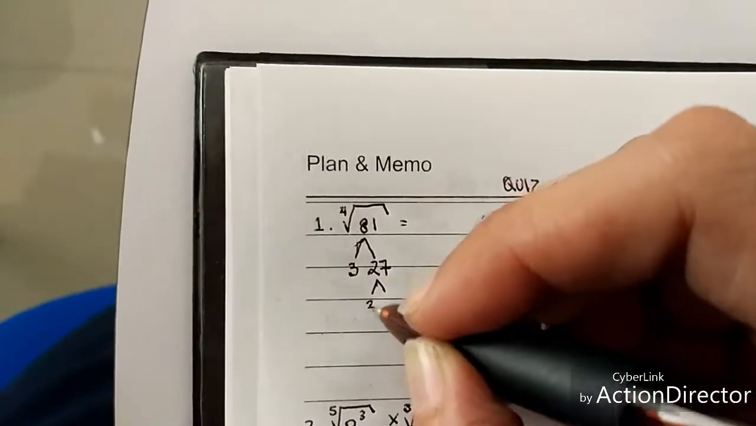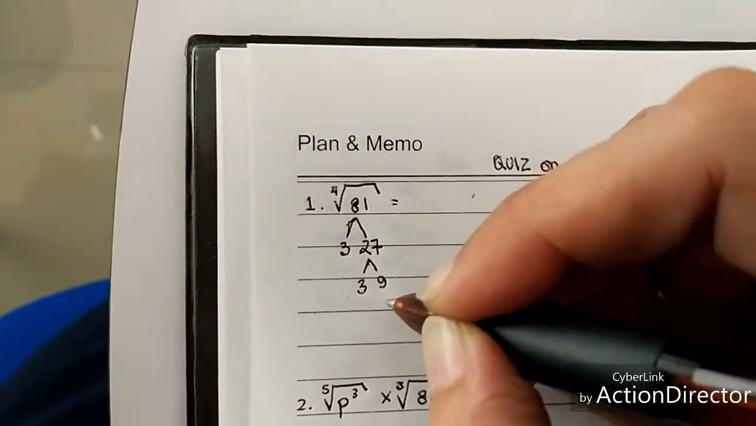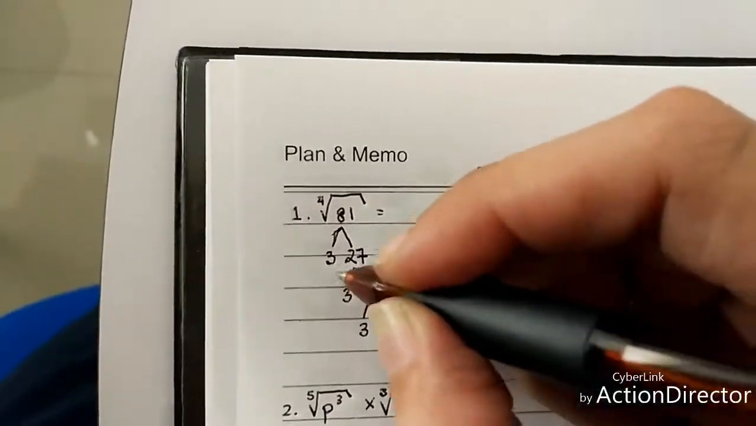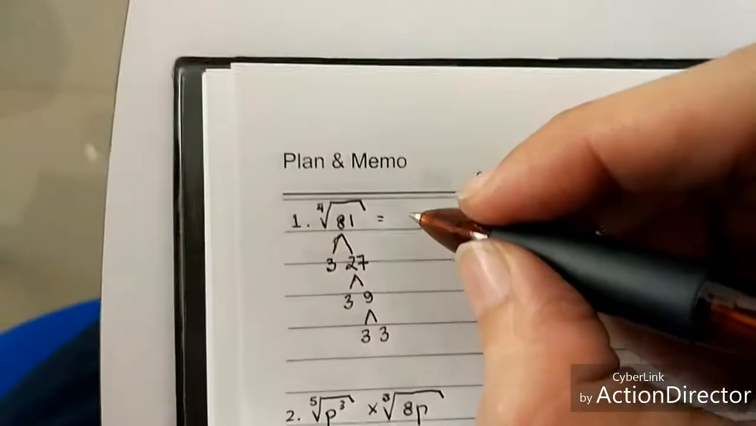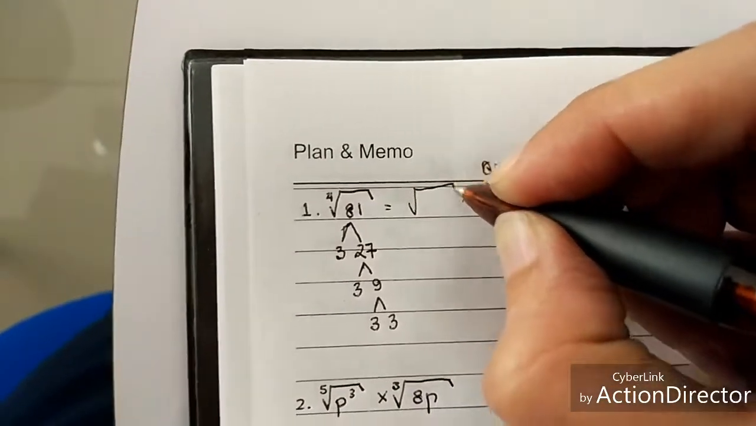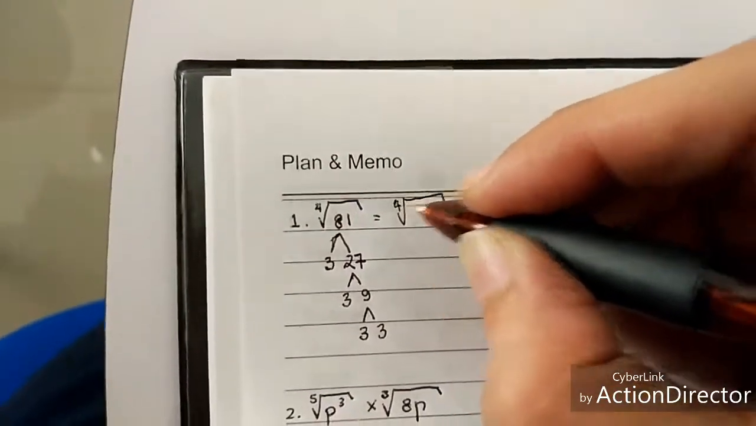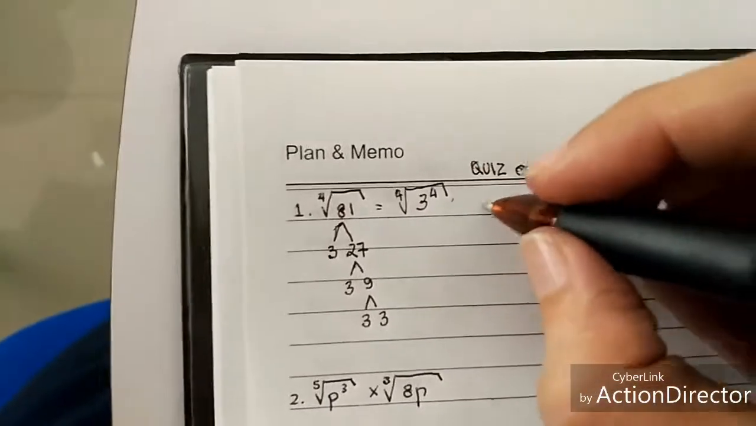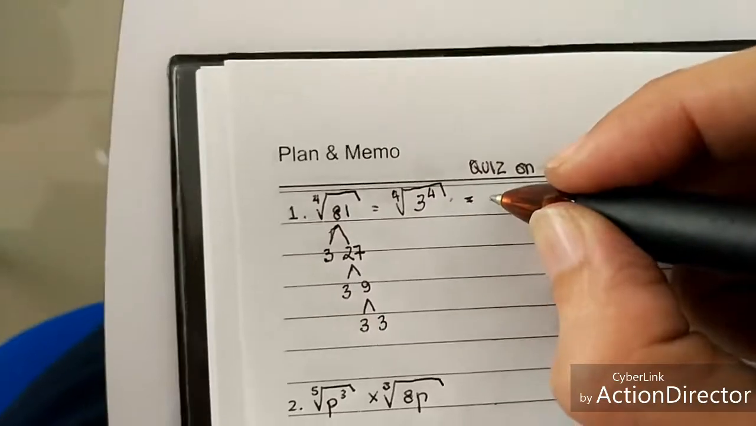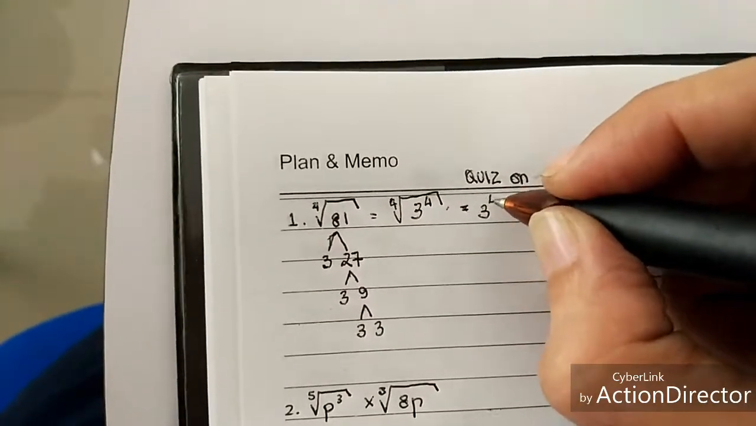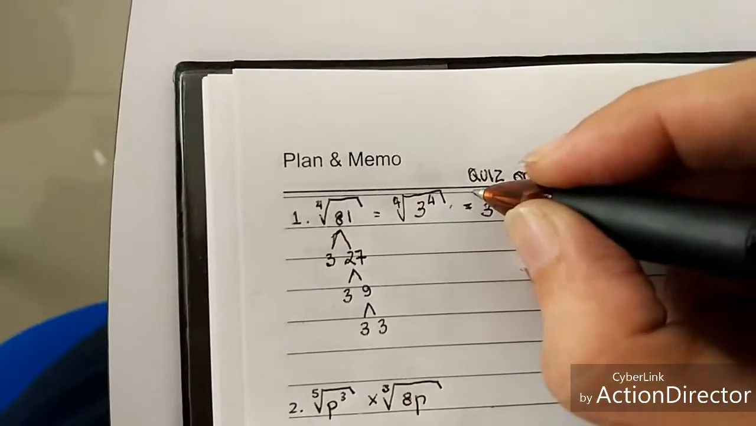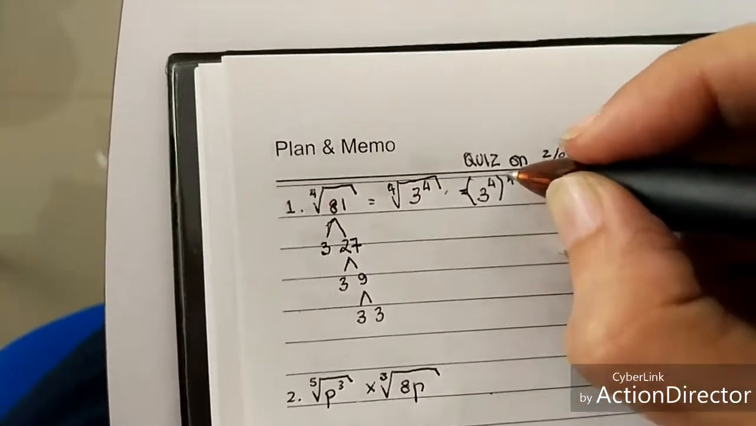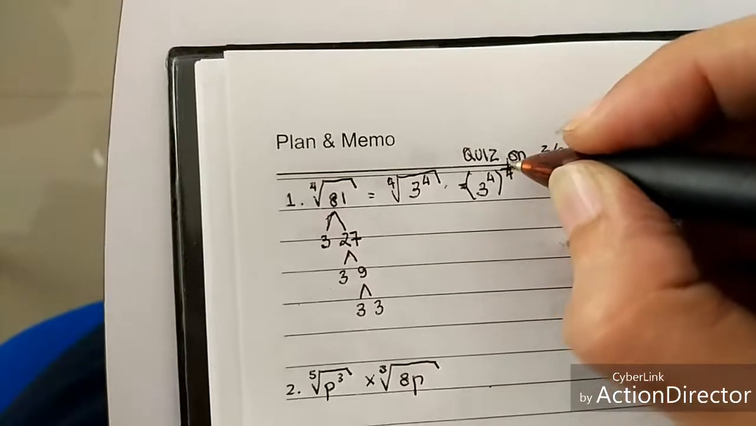Okay, this one can still be divided by 3. It will be 9, and then divided by 3, and then you get 3. So all of them are 3. So basically this one is equivalent to the fourth root of 3 to the power of 4. Now this one is actually equal to 3 to the power of 4 in bracket, and then being powered by 1 out of 4.